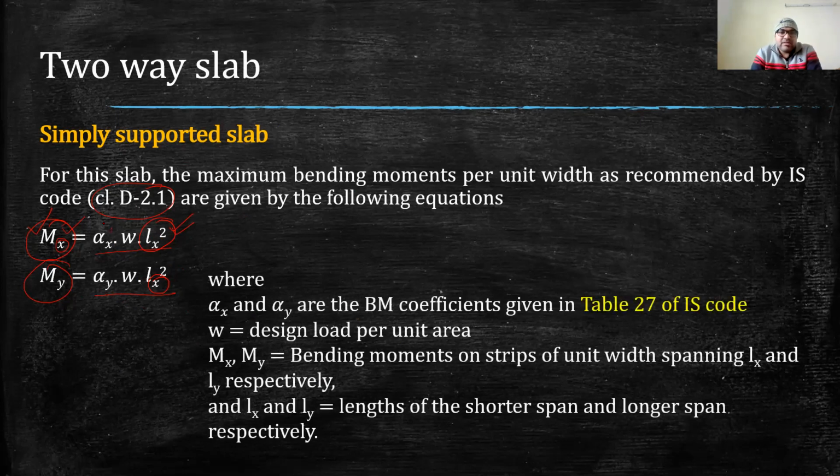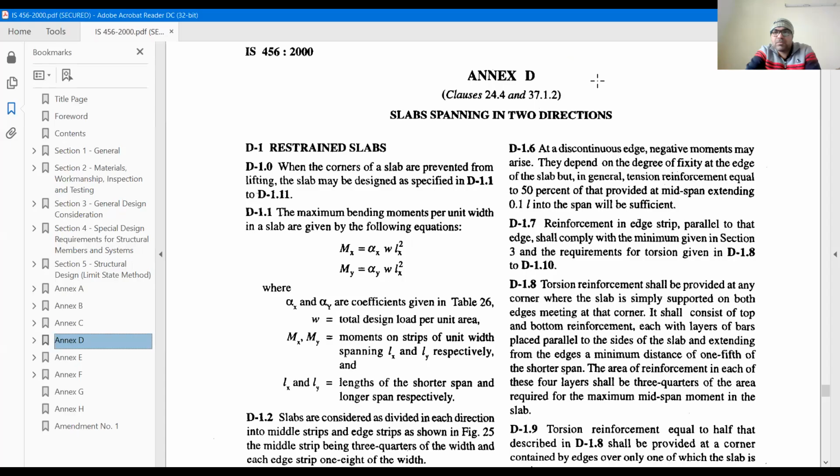So in this case, alpha x is the bending moment coefficient, and this coefficient can be calculated using Table 27, which is provided in the IS code. I will show you this table and these two formulas. Mx and My are the bending moments along the x direction and the y direction, Lx is the effective shorter span, and Ly is the effective longer span. First I will show you these formulas and the table in the IS code, and then we will move further. Referring to IS 456, we can refer to Annexure D.